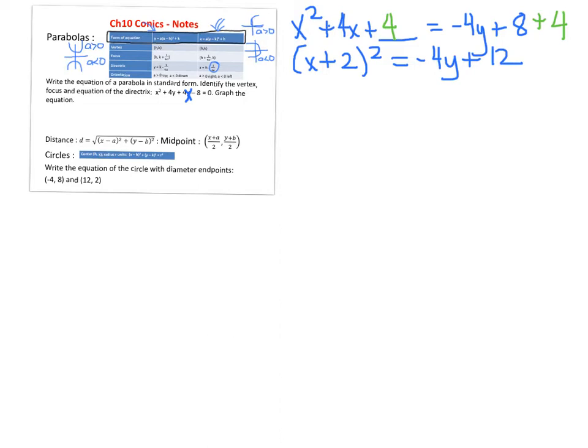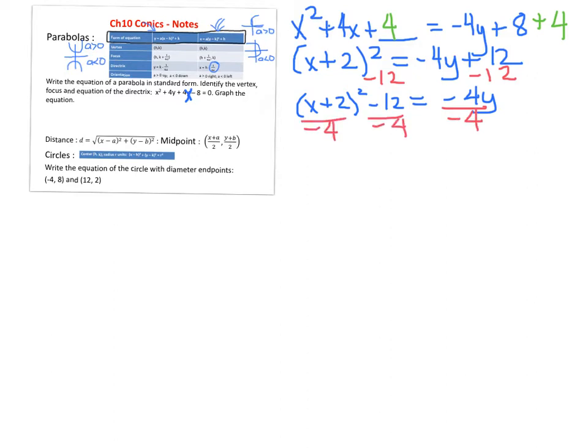We want to put it in standard form, which means that y is isolated. So this is going to be a two-step process. The first step is to subtract 12 from both sides. So that gives us x plus 2 squared minus 12 equals negative 4y. The next step is to divide through by negative 4. You have to divide both terms by the negative 4. So simplifying it, that gives me negative 1/4 times x plus 2 squared plus 3, since negative 12 divided by negative 4 is 3, equals y. So that is your standard form for the parabola.